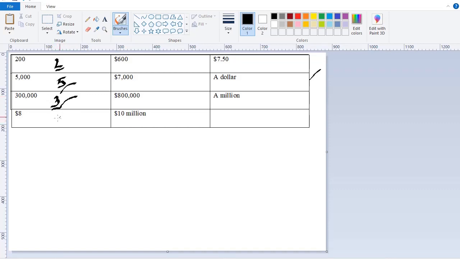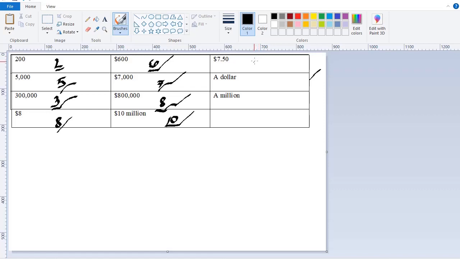Now let's have $8. 8, and the symbol for dollars. $600, so you have 6, and then your 100, and then your dollars. Next, $7,000. So you have your 7, and then your 1,000, and then your dollars. Next, $800,000. So you have 800, thousand, and then dollars. Next, $10 million.